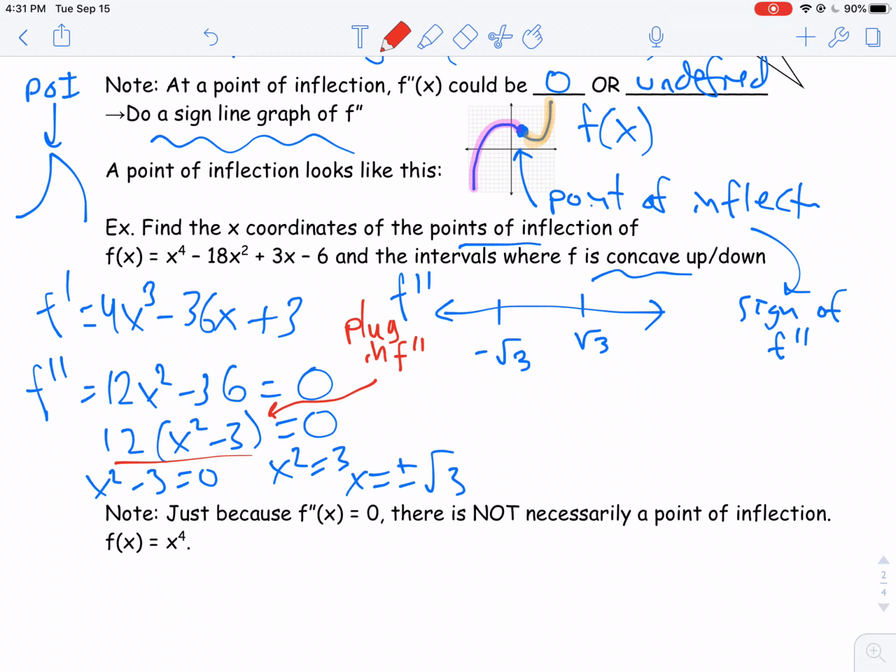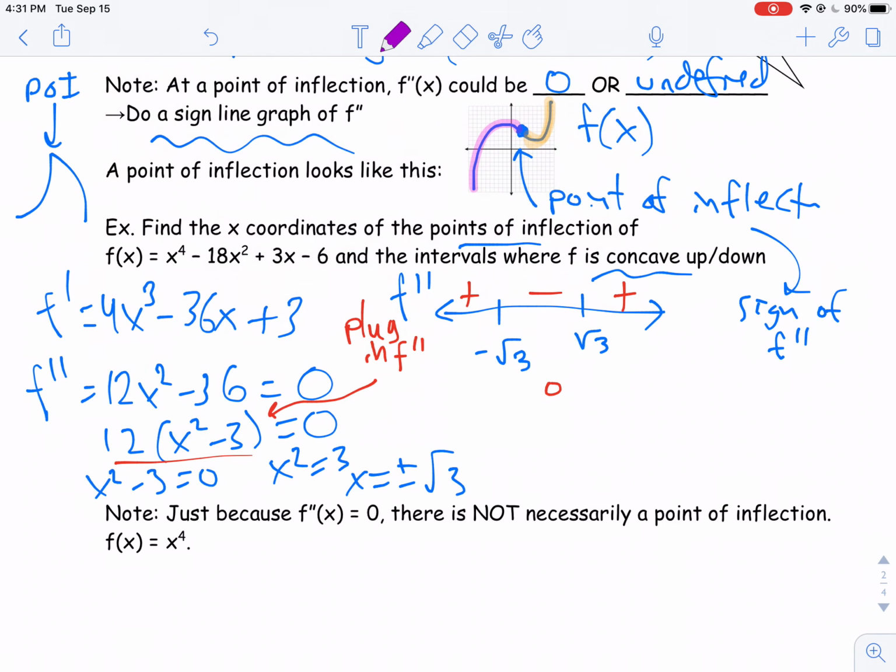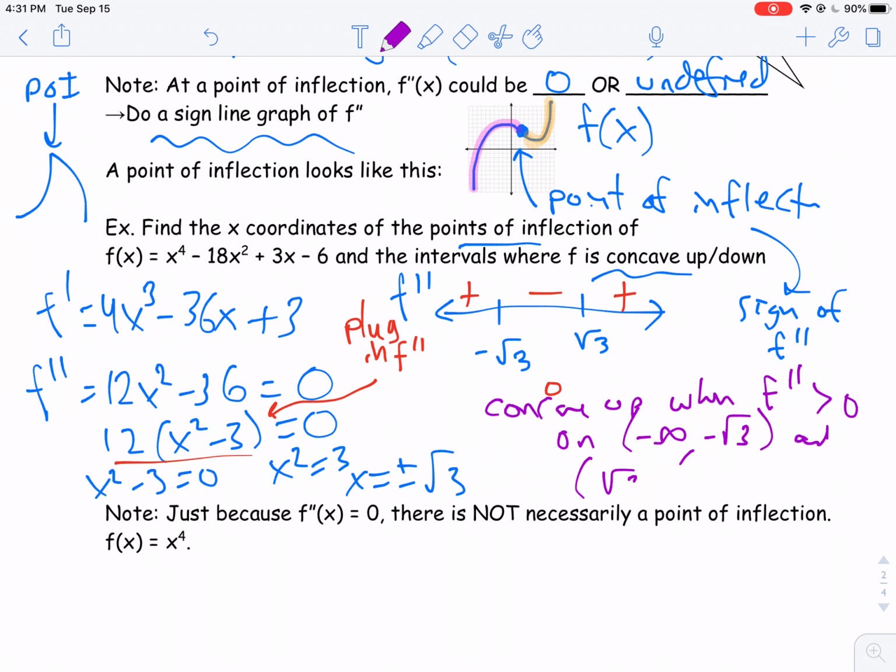Okay, so when I plug in 0, 12 times negative 3 is negative. If I plug in 10, I have 12 times 97, which is positive, and same thing on the other side. So to answer this question, let's go ahead and figure this out then. Let's pick purple here. So we are concave up when your second derivative is positive. And that happens on the interval from negative infinity to negative square root of 3, and also on the interval from square root of 3 to infinity.